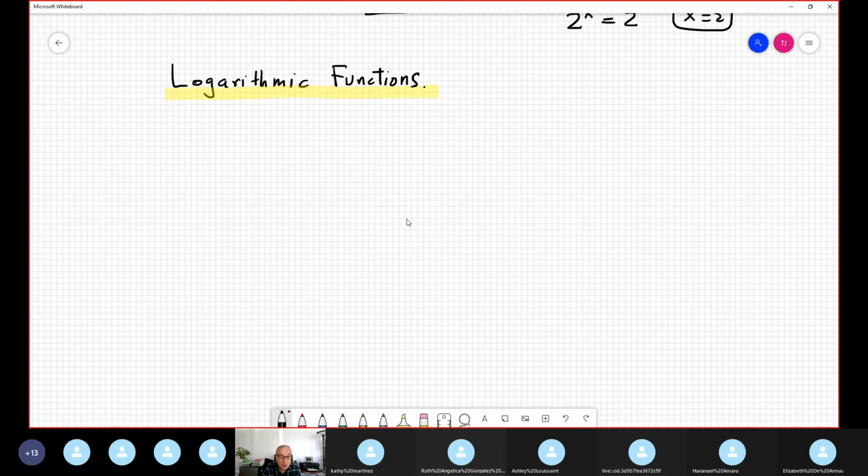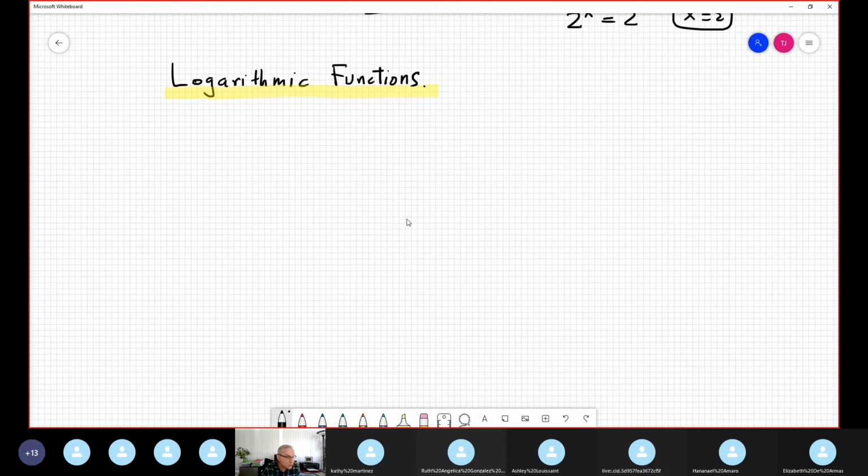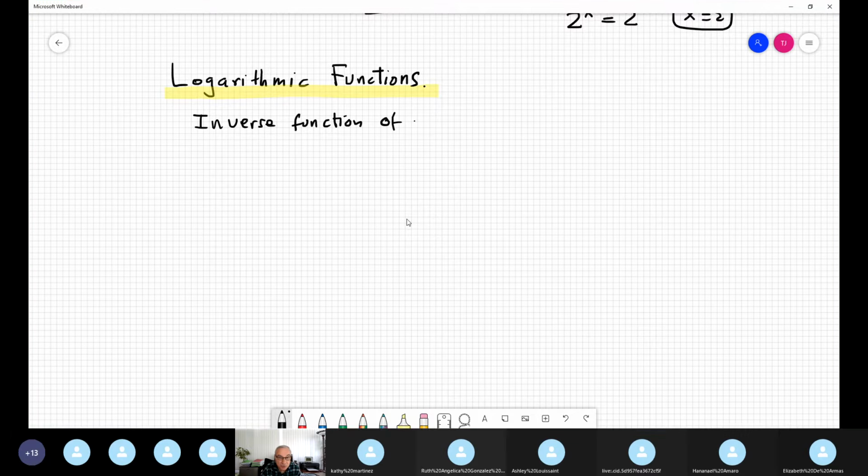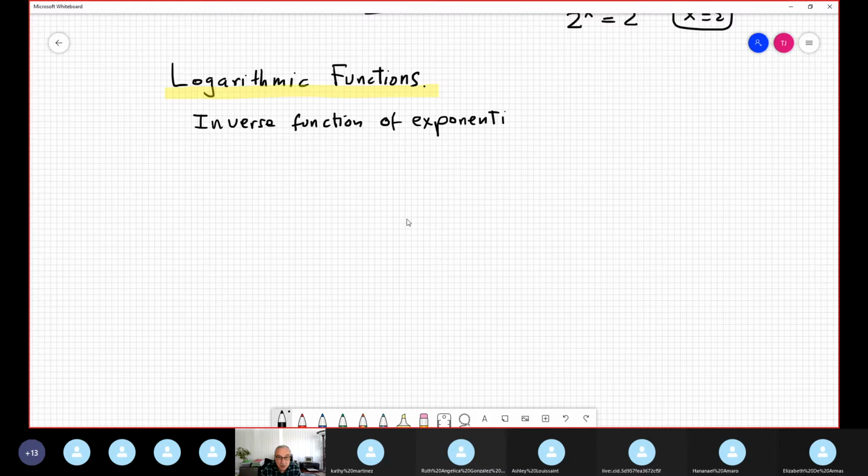Logarithmic function. What is the definition of the logarithm? Well, the logarithmic function is the inverse function of the exponential function. This is the definition.